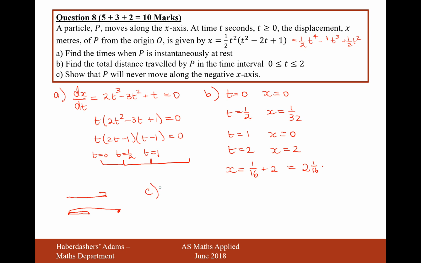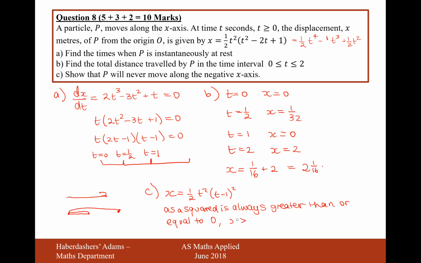And moving on to part C, show that P will never move along the negative x-axis. Well, if I just not complete the square exactly, but just factorize what's inside that bracket, it's going to be t minus 1 squared. So as a squared expression is never negative, it is always greater than or equal to 0. x is always going to be greater than or equal to 0, because it would just be two squared numbers multiplied together, and the half doesn't really affect anything, so it's always going to be greater than or equal to 0. So there we are, that's the answer for question 8, worth 10 marks in total there.